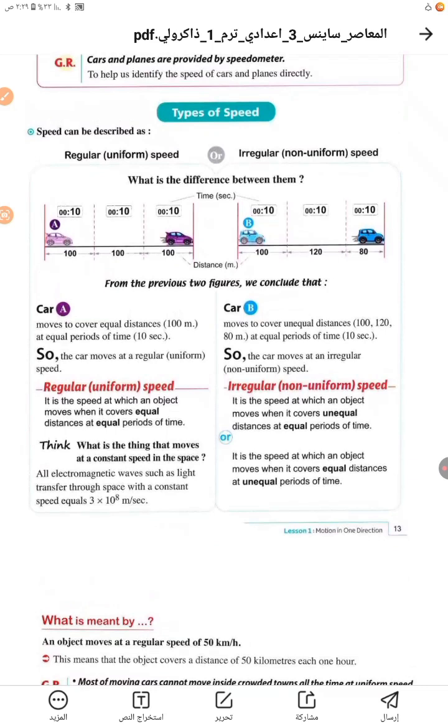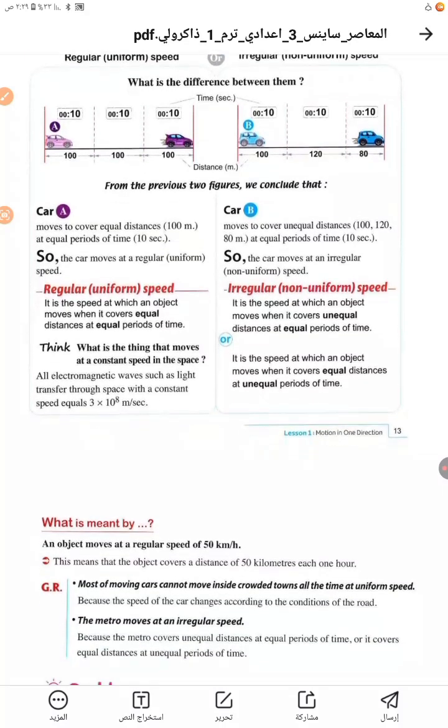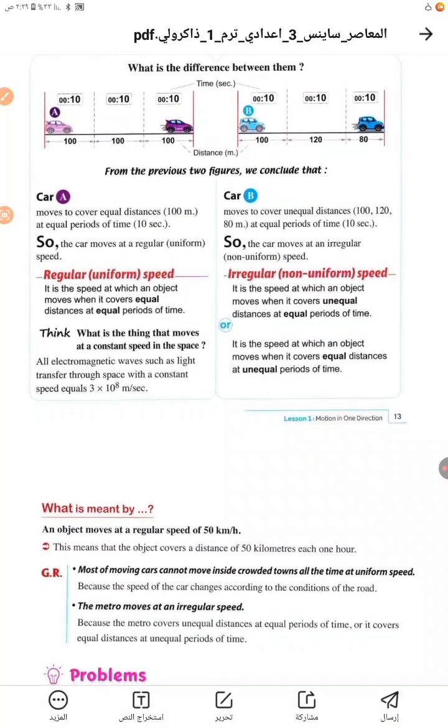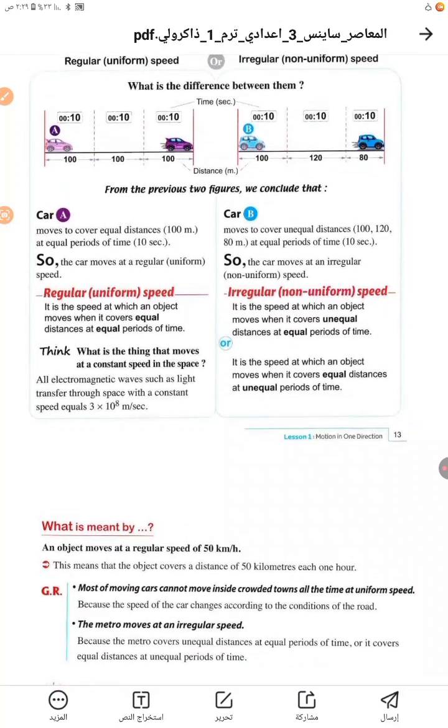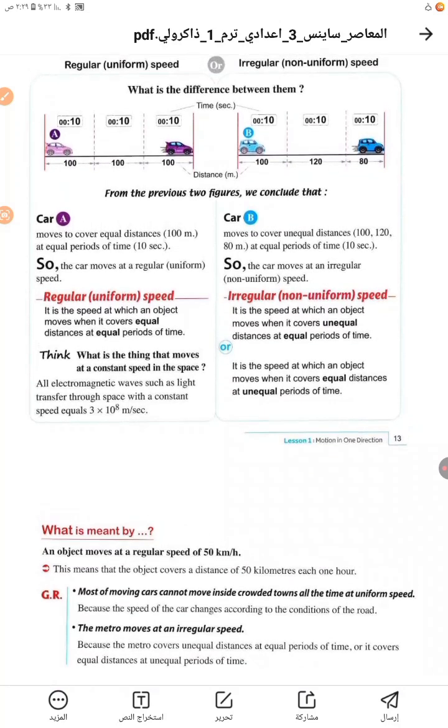Let's take the types of speed. Speed can be described as two types: regular uniform speed and irregular non-uniform speed. What is the difference between them? From the previous two figures we conclude that we have car A and car B. Car A moves to cover equal distances, 100 meters, at equal periods of time, 10 seconds. So the car moves at a regular uniform speed. That is logical: the car covers equal distances in equal times.